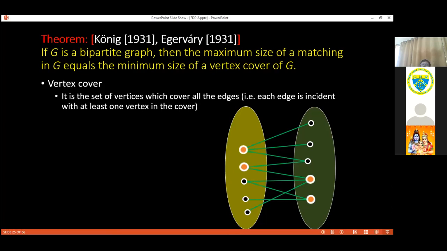Now you can think: can there be another vertex cover containing fewer than 4 vertices? What we are interested in is the minimum number of vertices which covers all the edges, which is nothing but the vertex cover number. That is exactly equal to the maximum size of a matching. This theorem, Konig's theorem, tells that if G is a bipartite graph, then the maximum size of a matching in G is equal to the minimum size of a vertex cover.